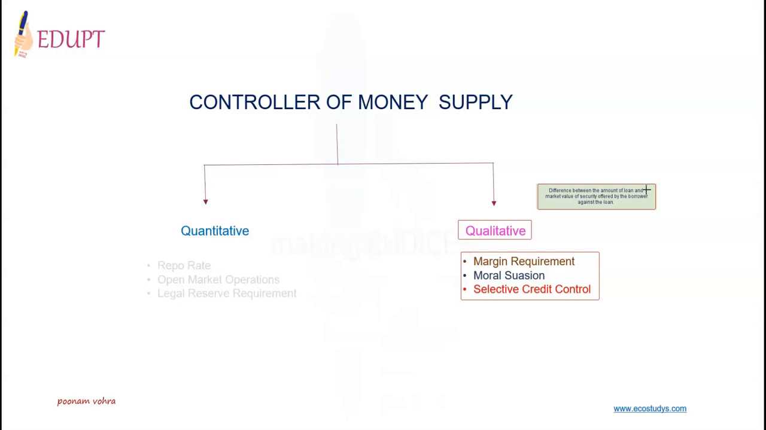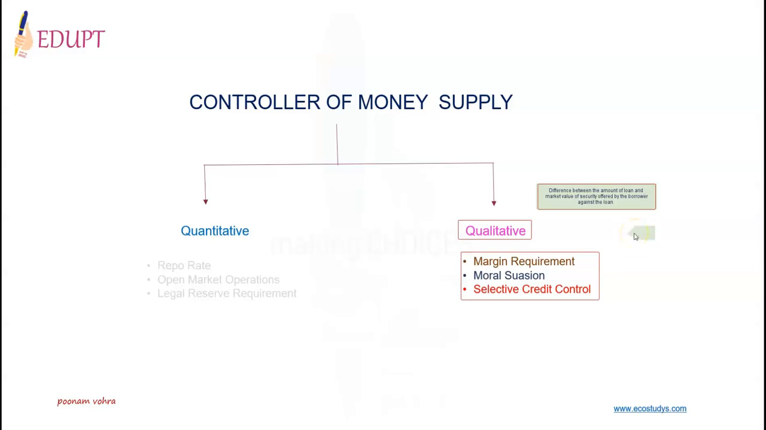Let's understand this aspect. If margin fixed by the central bank is 40%, then commercial banks are allowed to give loan only up to 60% of the value of the security. By changing this margin requirement, Reserve Bank can alter the amount of loans made against securities by the banks. So an increase in margin reduces the money supply, and a fall in margin encourages people to borrow more.